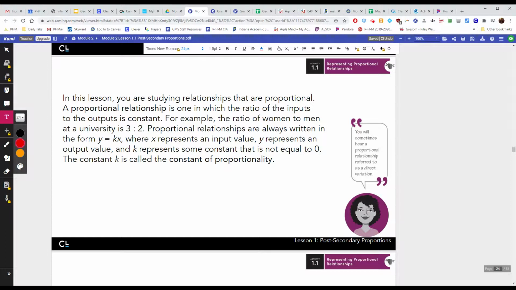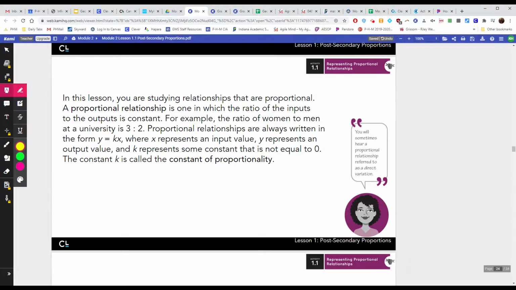In this lesson, we've been studying relationships that are proportional. A proportional relationship is one in which the ratio of the inputs to the outputs is constant. I would like for you to highlight that or underline it, please. So proportional relationship means constant. The ratio is constant. For example, a ratio of women to men was always 3 to 2.